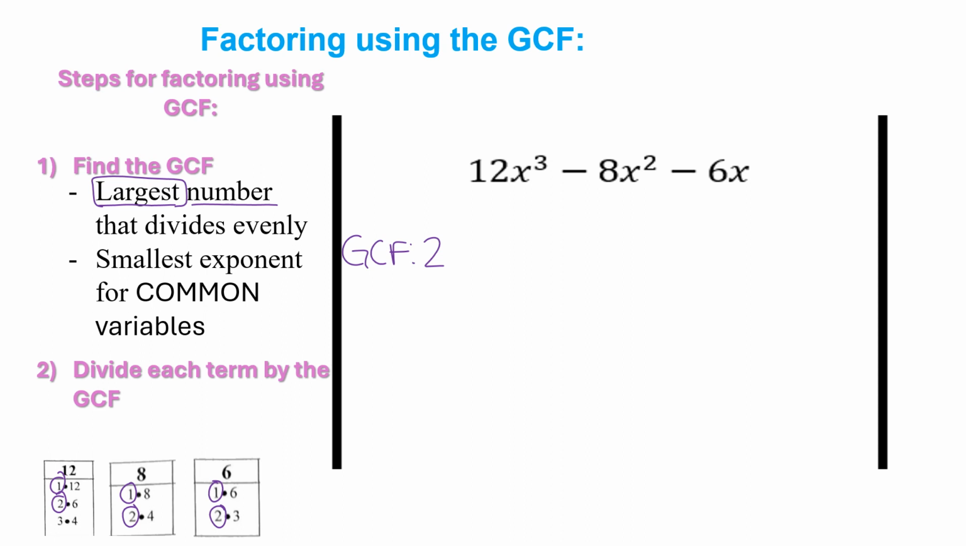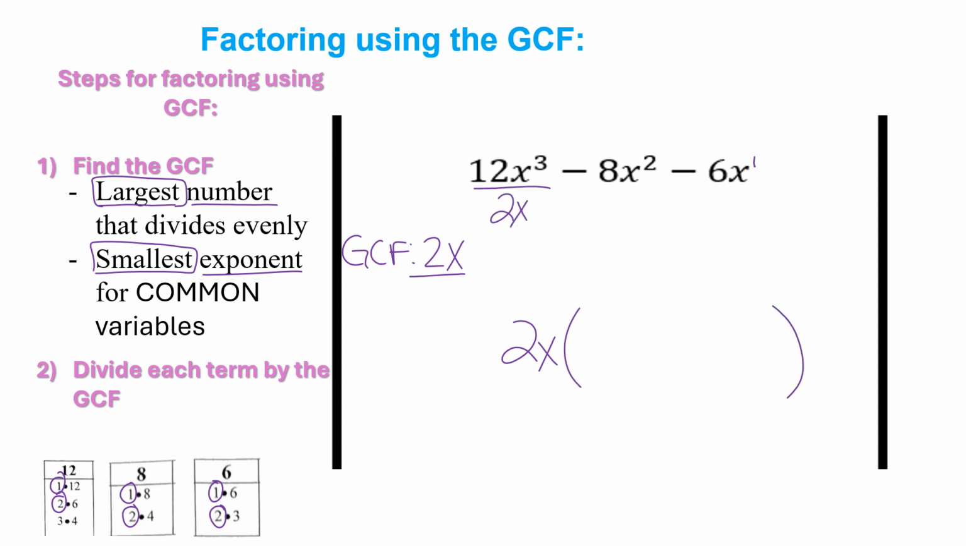Okay, but now when I look at all of the terms, I see that they do all have some x's. So now looking at that, I want to find the smallest exponent, and that will tell me how many x's they have in common. So I have an x to the third, x to the second, and an x to the first. So that exponent of 1 is the smallest exponent, meaning that they only have 1 of those in common. So x is included in my GCF. So now that I have my GCF of 2x, I am going to do step 2 here and divide each term by that GCF to get what is left.